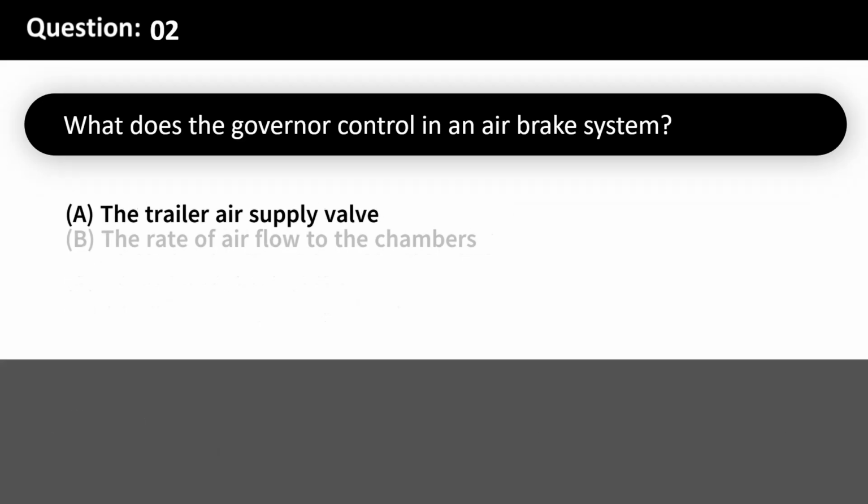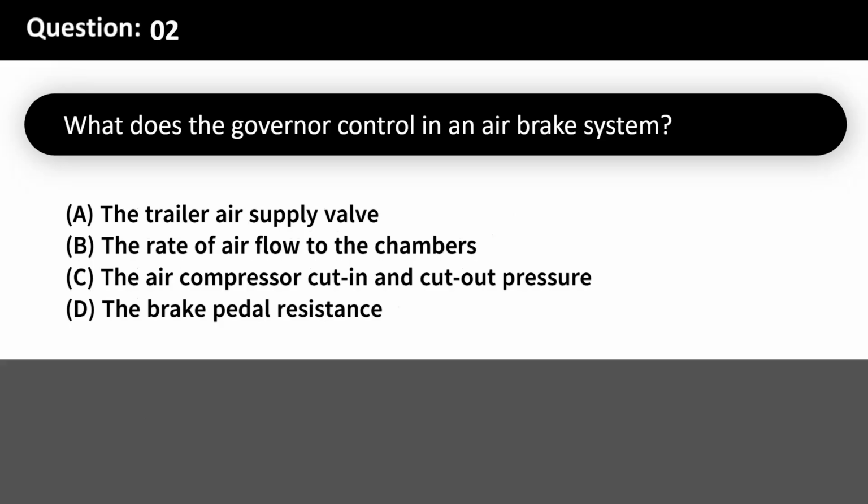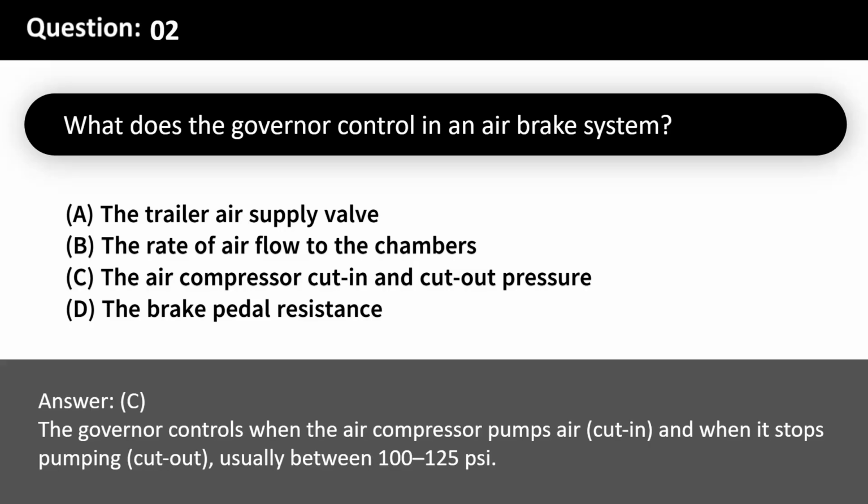What does the governor control in an air brake system? A. The trailer air supply valve. B. The rate of air flow to the chambers. C. The air compressor cut in and cut out pressure. D. The brake pedal resistance. Answer C. The governor controls when the air compressor pumps air, cut in, and when it stops pumping, cut out, usually between 100 to 125 psi.